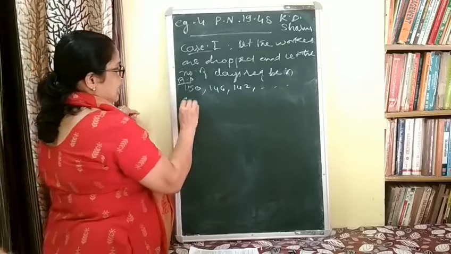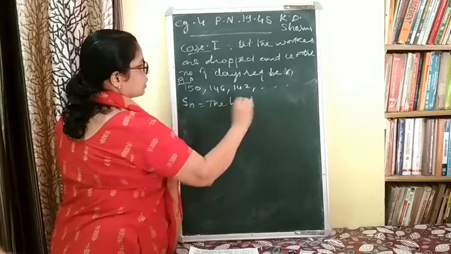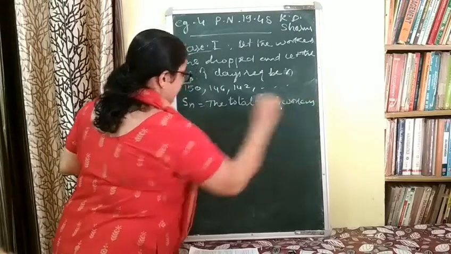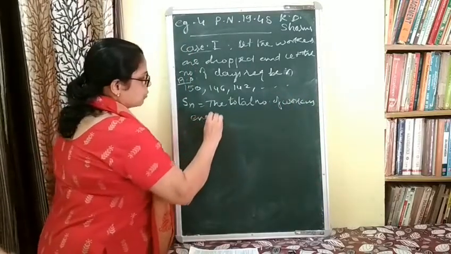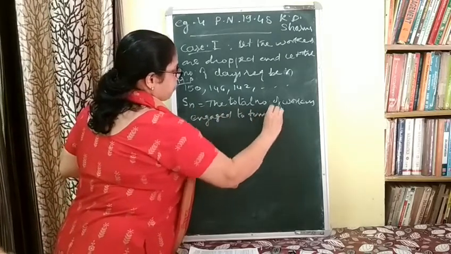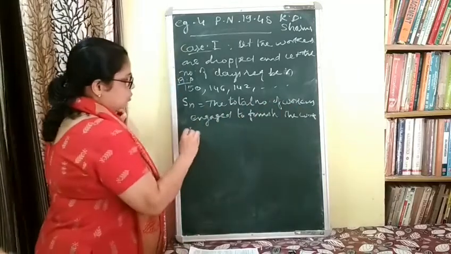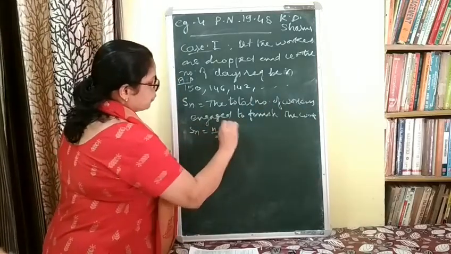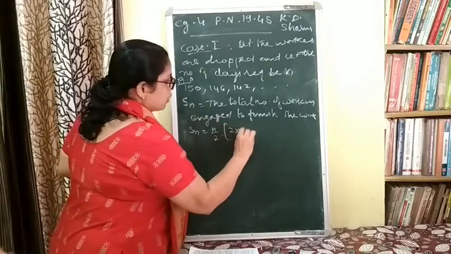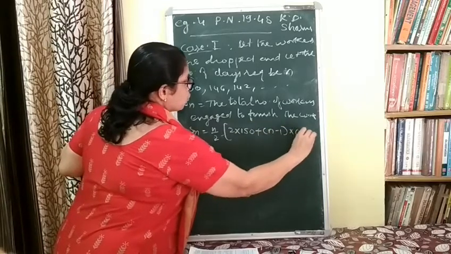Therefore, Sn denotes the total number of workers engaged to finish the work. That means Sn is equal to n by 2 into 2a plus n minus 1 into d. Since you know the first term and common difference, it is n by 2 into 2 into 150 plus n minus 1 into minus 4.